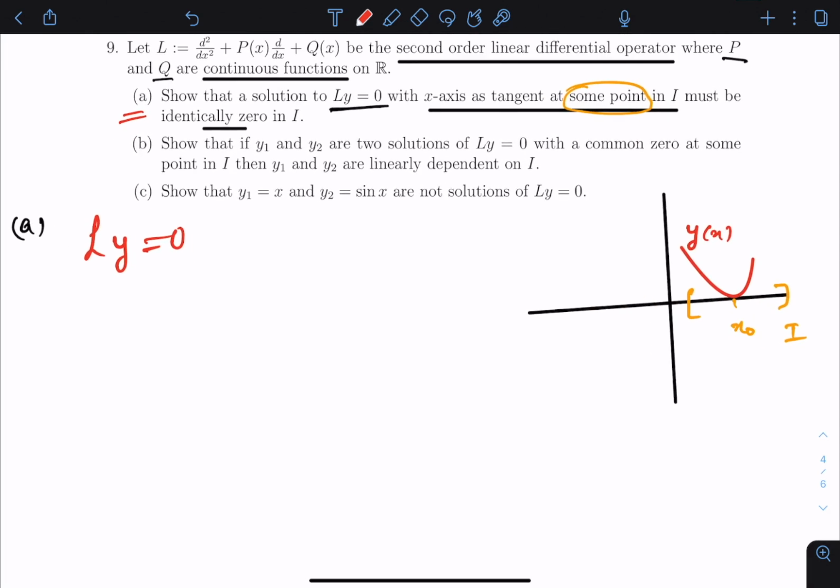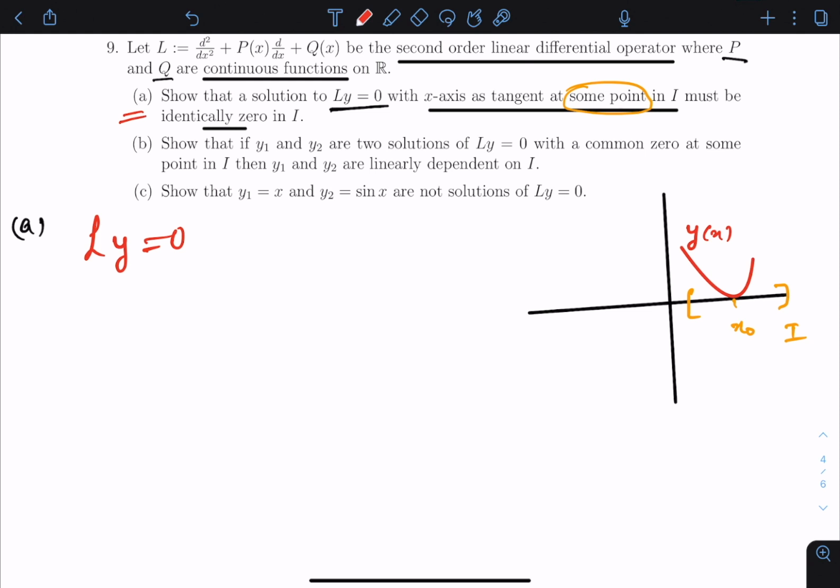Basically this is telling you that this situation cannot happen. You cannot have a solution to this second order homogeneous problem which is vanishing at one point like this. So how do you prove that? It's very simple, like we did before, by the Picard's theorem.